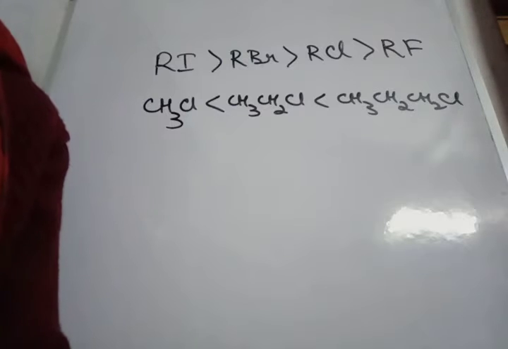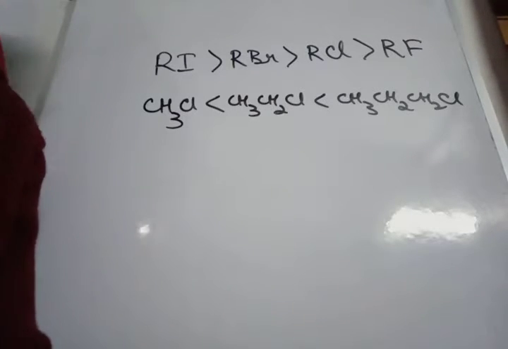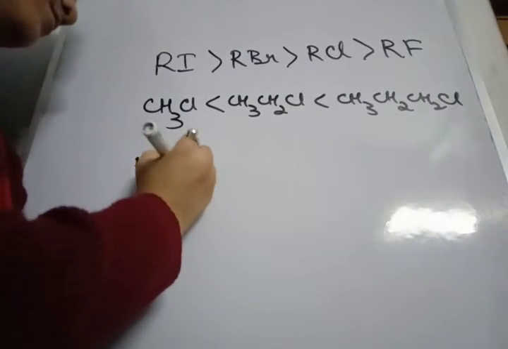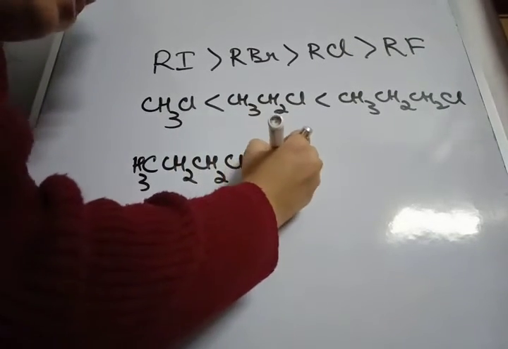For isomeric alkyl halides, boiling point decreases with branching of the carbon chains. This is because with branching of carbon chains, there is decrease in the surface area, which decreases the van der Waals force of attraction. So, this is N-butyl chloride.